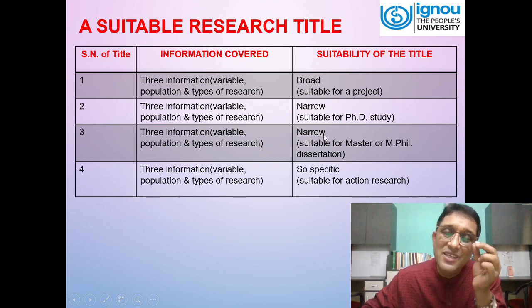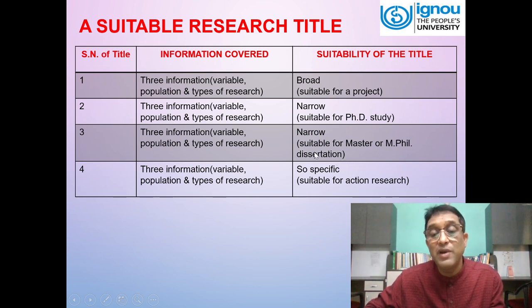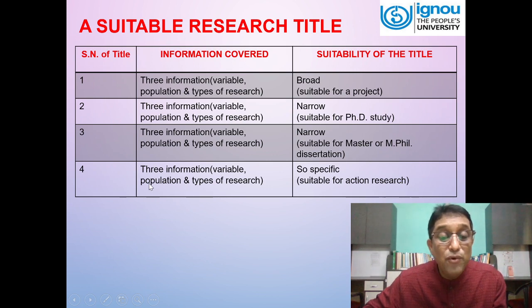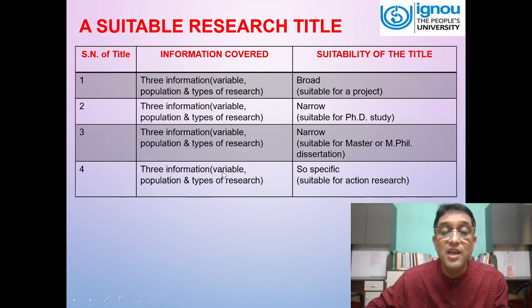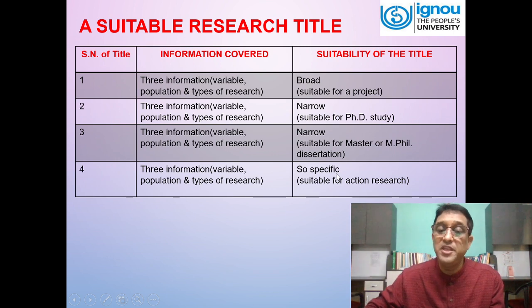And this title is a narrow title, and this is suitable for a master's or MPhil dissertation, because here what you have done, you have just narrowed it down further to a city or to a district, that is Bilaspur in the state of Chhattisgarh. And in the fourth title, again three pieces of information you are getting: an idea about variable, population and type of research, but here it is very specific.